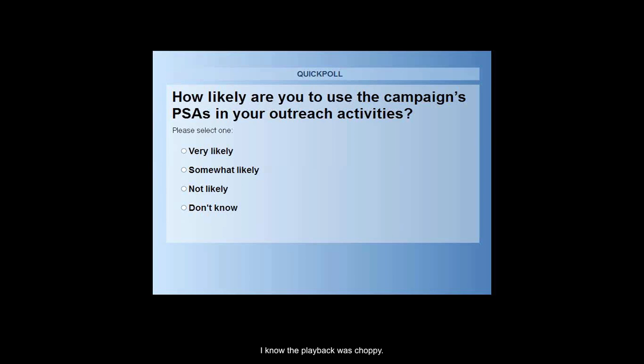I know the playback was choppy. One of the issues with playing it on a webinar is there's so many of you on the line and it just affects connectivity. But as Donna said, we will try to get that out to you so you can see it in another place that isn't a webinar. But one of the questions we wanted to ask is how likely are you to use the campaign's PSA in your outreach activities? So we just posted the poll. We'd love to get your feedback on it. And if you have any feedback that you just want to share through the chat feature, we'd love to know what you think.